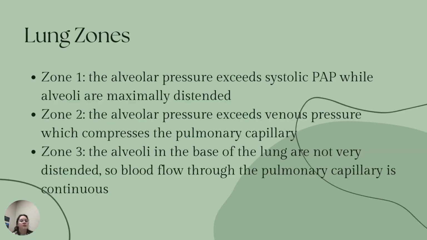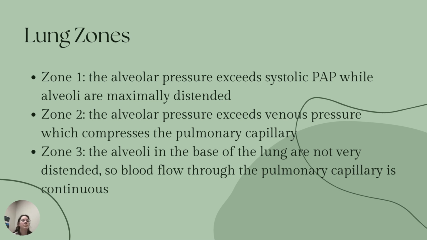So then for the lung zones, I have a picture on the next slide over, but I'll just kind of explain what each zone is for now. Zone 1, the alveolar pressure exceeds the systolic pulmonary artery pressure while the alveoli are maximally distended. This means the pulmonary capillary is completely compressed. This zone is not typically seen in your healthy lungs. So your alveolar pressure is going to be too high because they're compressed all the way.